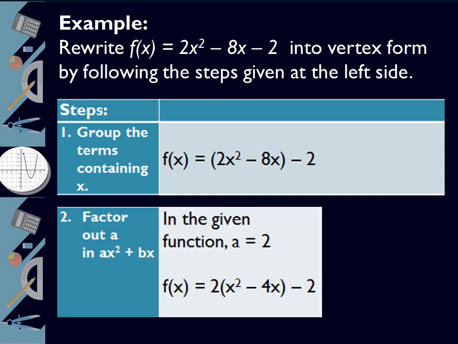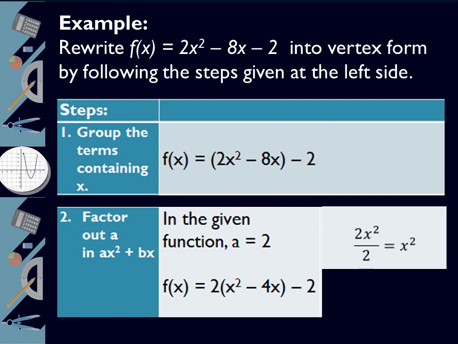For the second step, factor out a in ax squared plus bx. In the given function, a is equal to 2. So that is why we have f of x equals 2 times the quantity x squared minus 4x, minus 2. How did we come up with x squared minus 4x inside the parentheses?